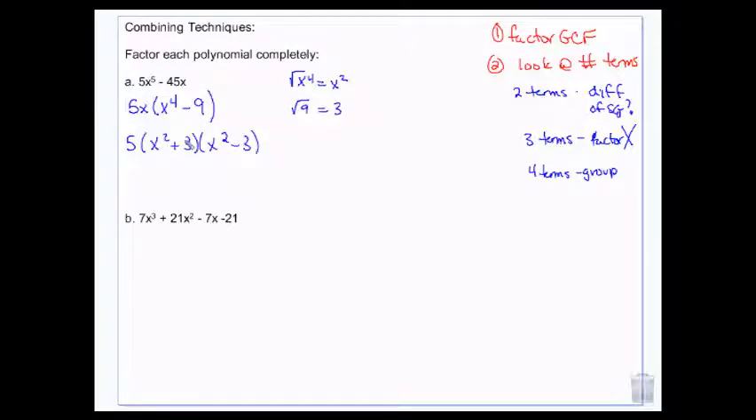And then I check again to make sure I don't have any more perfect squares. Because remember I showed you that extreme example yesterday where we could keep going. But 3 is not a perfect square, so I'm good, I'm done.